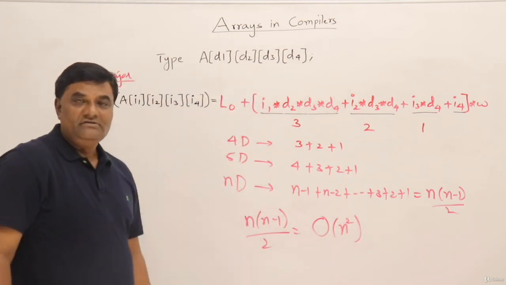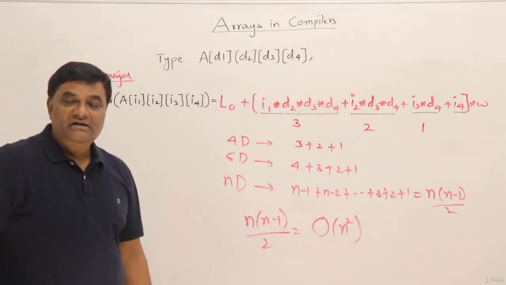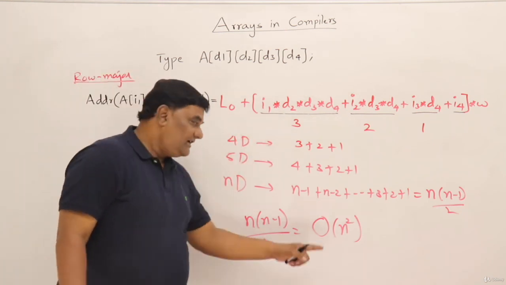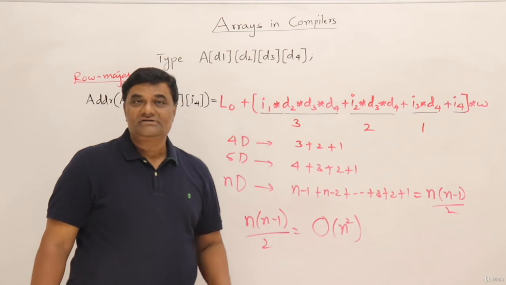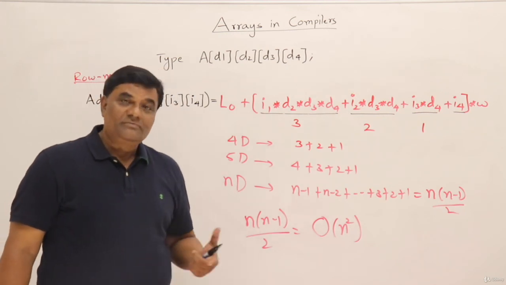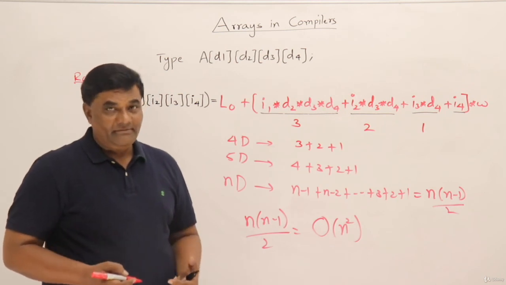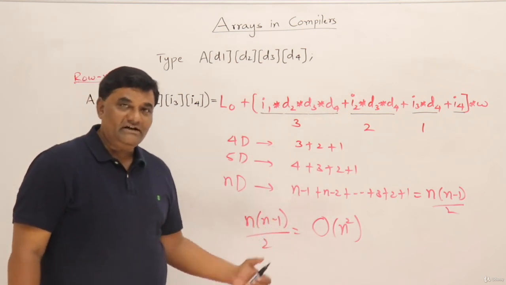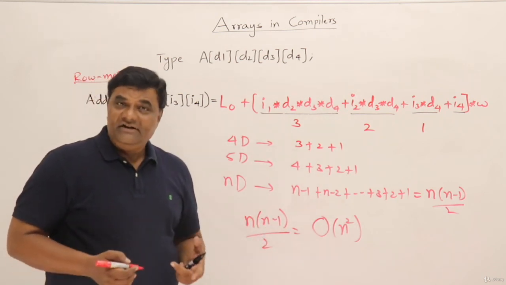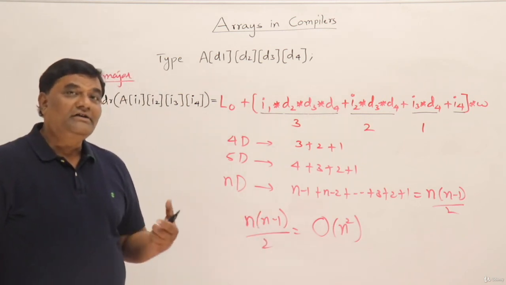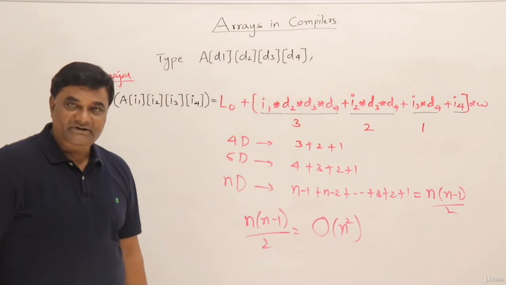Oh, these are too many multiplications. So the time taken for evaluation of this formula is n square multiplication operations. This is too time consuming. So the row major formula used by the compilers takes order of n square time. So is there any way to reduce the number of multiplications? Let us see what we can do for reducing the number of multiplications.